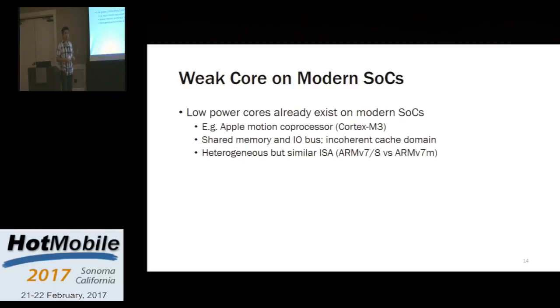Some modern SoCs incorporate these kinds of low power cores. For example, Apple SoCs have motion coprocessors which can collect data from step counter and GPS sensors. Usually, they share the same I/O and memory bus, which allows them to access the individual I/O devices. They also have an incoherent cache domain and a heterogeneous but similar instruction set, which gives the hardware manufacturer the flexibility to design low-power cores that can run more efficiently.